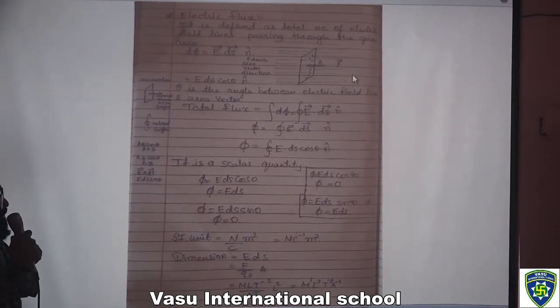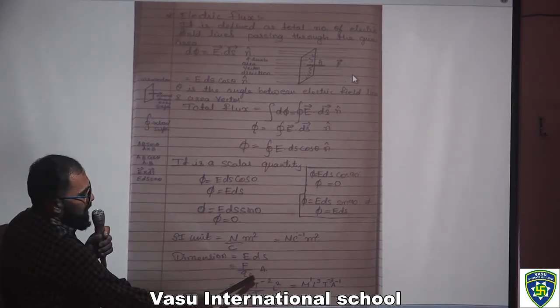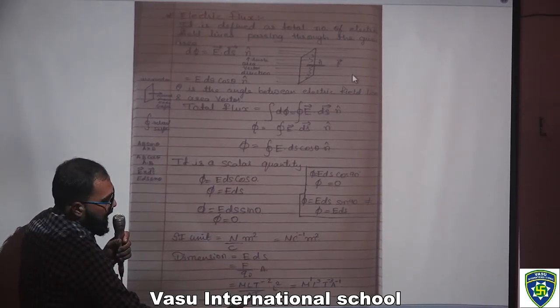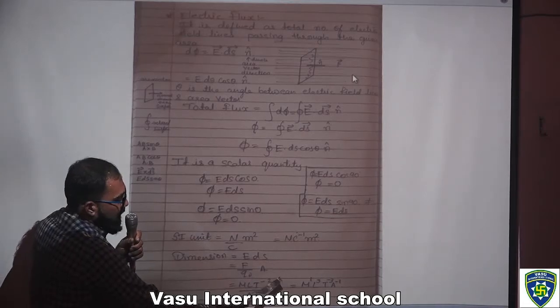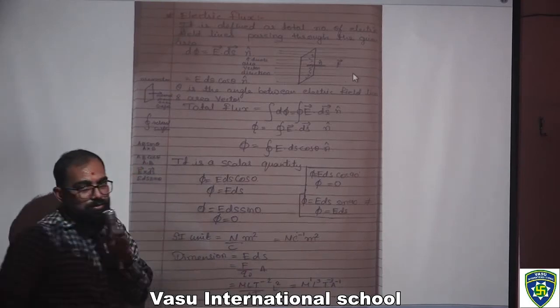The SI unit is Newton per coulomb meter square. Dimension of E into ds: E is equal to F upon q naught into A. So it is M L T raised to minus 2 A upon A T L square. If we solve that, we get M raised to 1, L raised to 3, T raised to minus 3, A raised to minus 1.